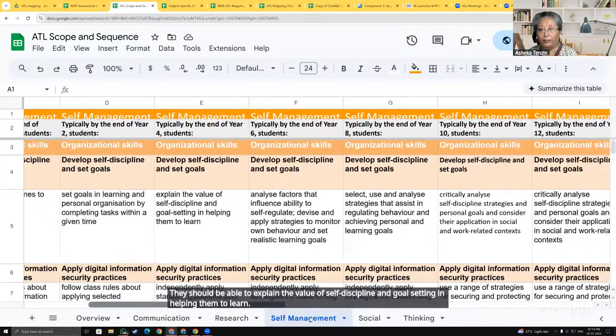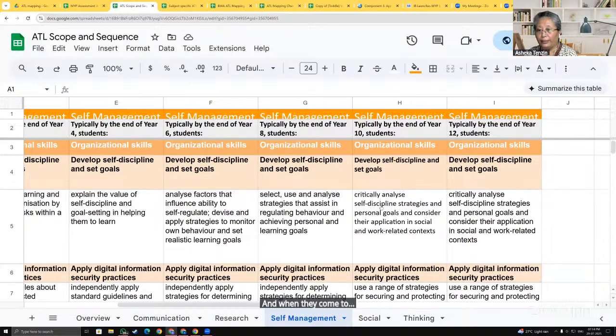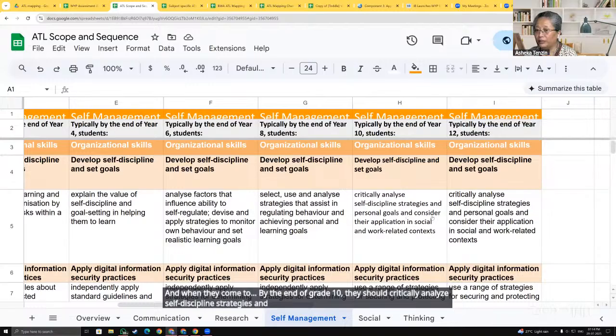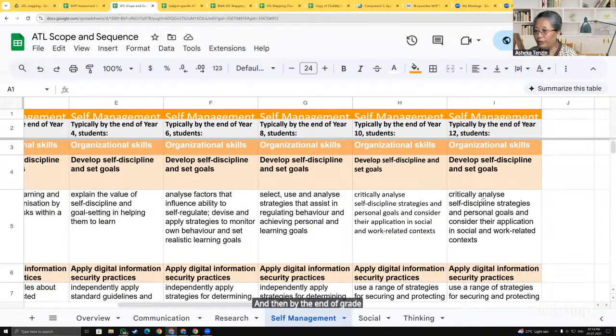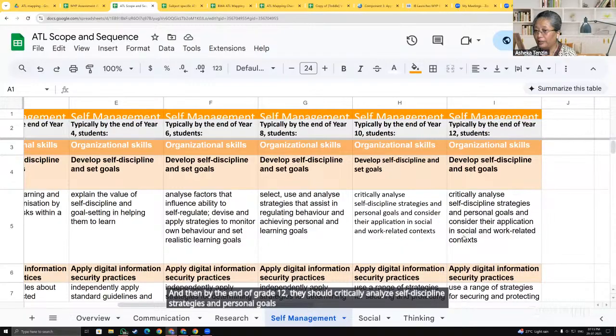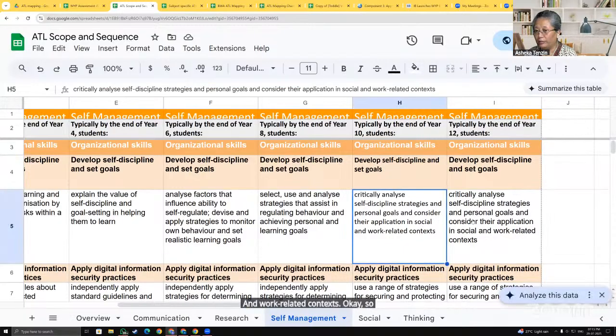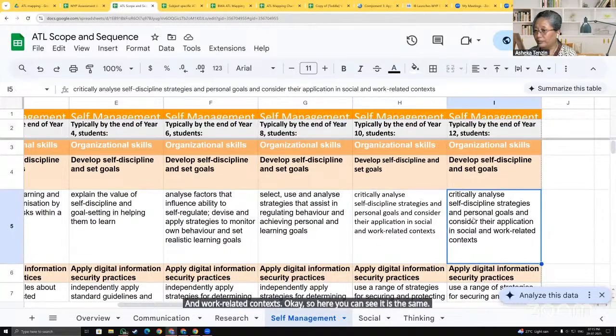By the end of grade 10, they should critically analyze self-discipline strategies and personal goals and consider their application in social and work-related contexts. And then by the end of grade 12, the same. So here you can see it is the same. The skill can remain the same.